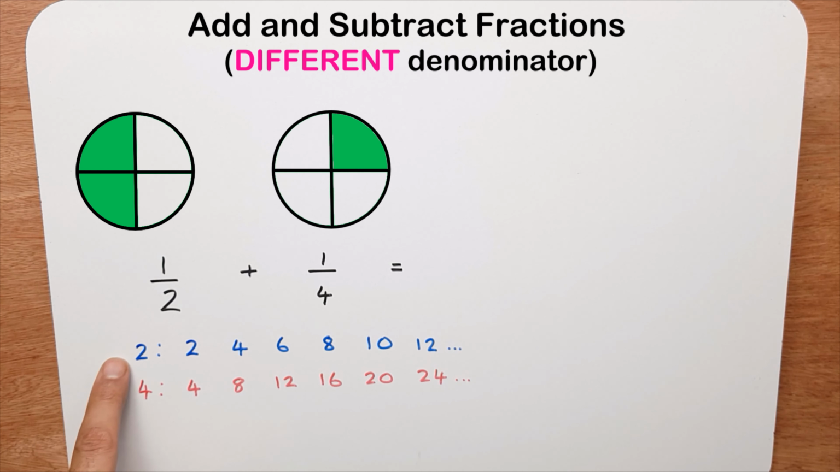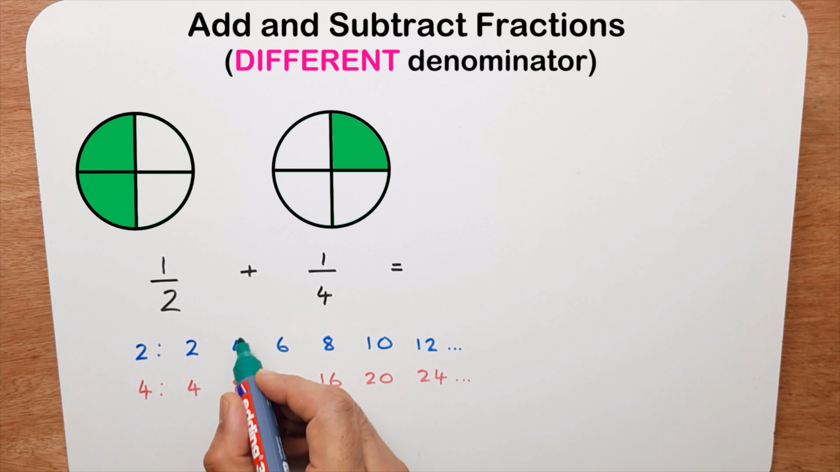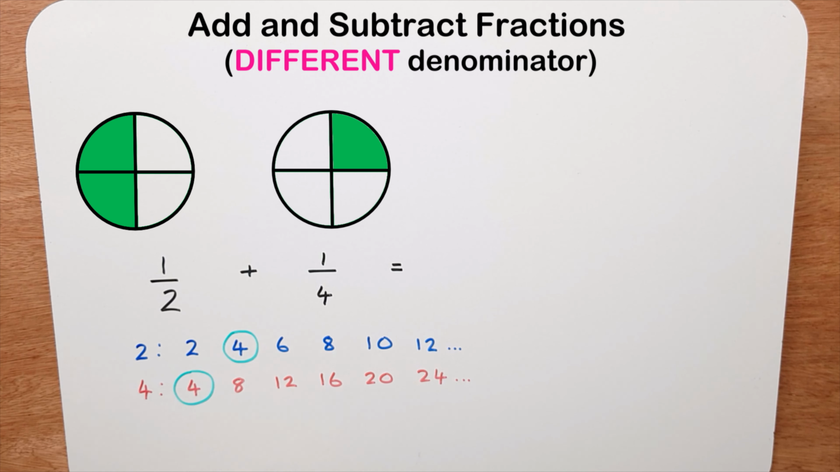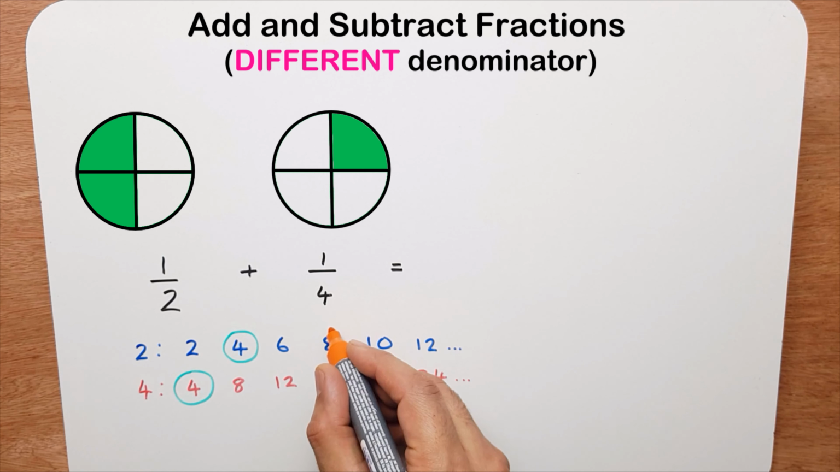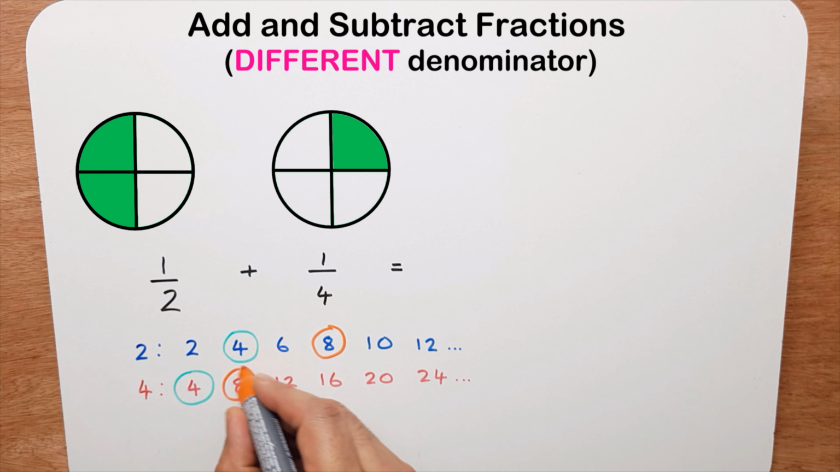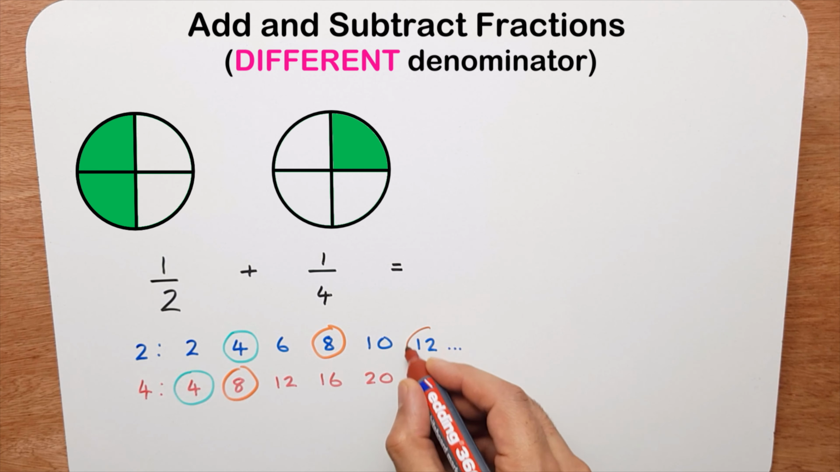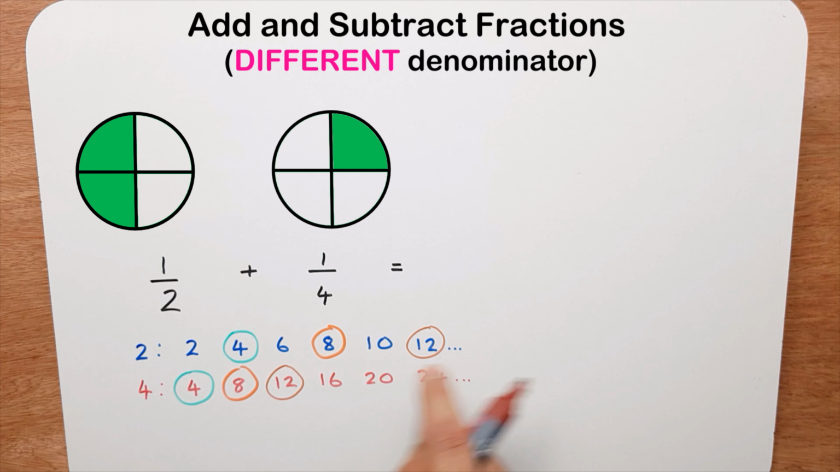So what I'm going to do is go along this list and this list and circle the numbers that are common in both times tables. So if I go across here, 4 and 4, 8 and 8, 12 and 12, and this will continue on. Now the smallest number in that list and that list that are circled is 4. So this is the lowest common multiple. So what I can do is ignore all these. So what I'll do is I'll just rub these out.